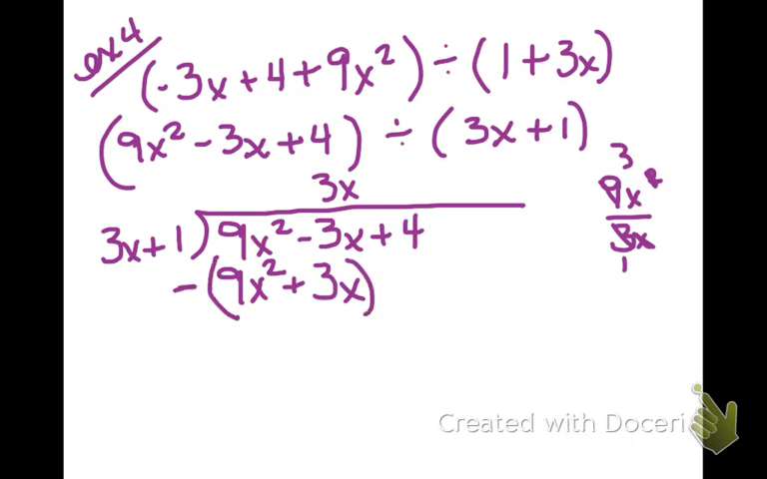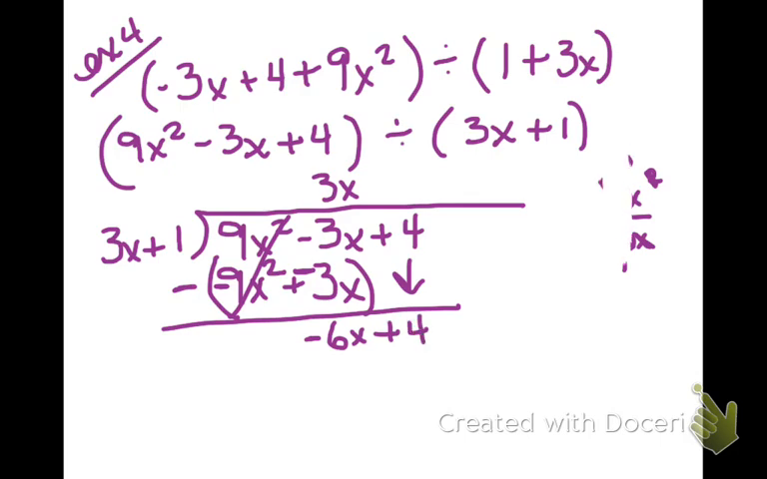Subtract the expression, which makes this negative and this negative. So 9x squared minus 9x squared cancels. A negative 3x minus 3x is negative 6x. Bring down the rest, plus 4. 3x goes into a negative 6x. So negative 6x divided by 3x. The x's cancel, and this becomes a negative 2. So I would put my negative 2 above the 4.